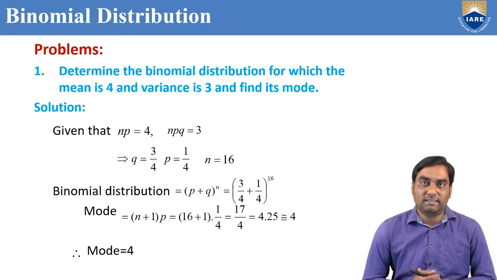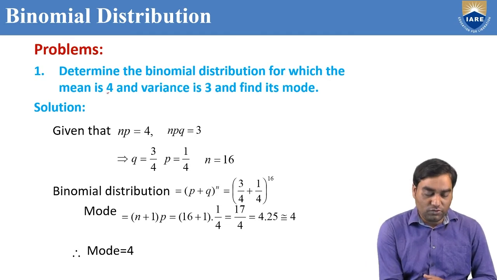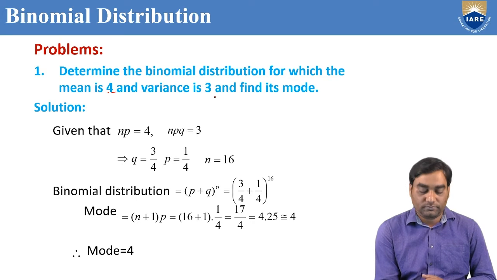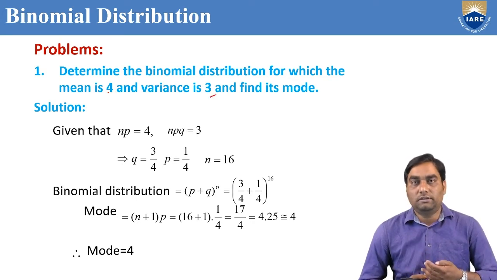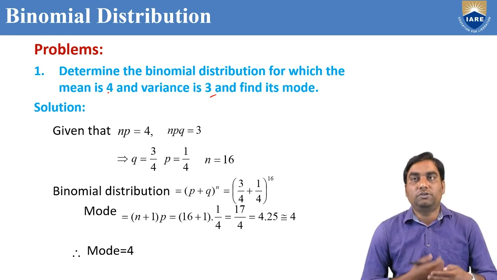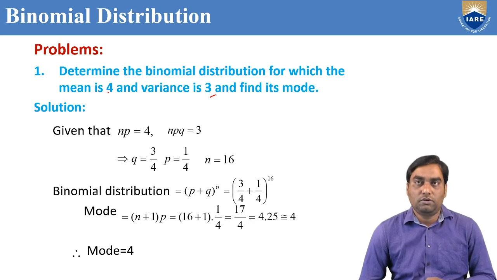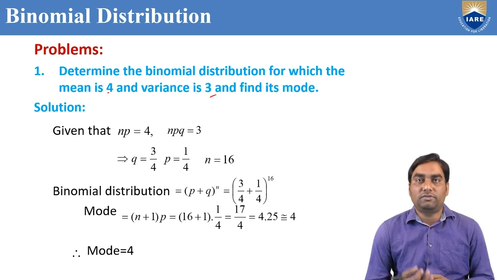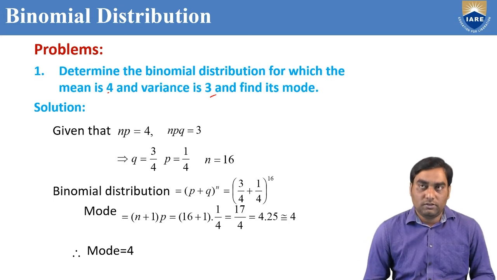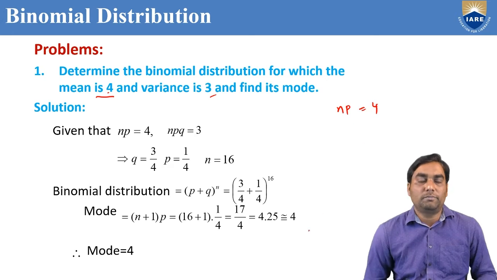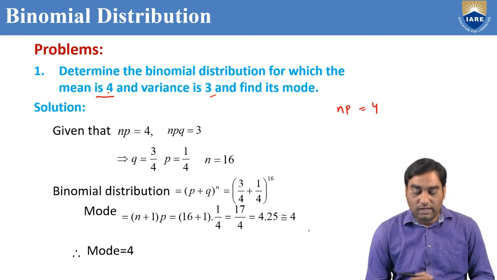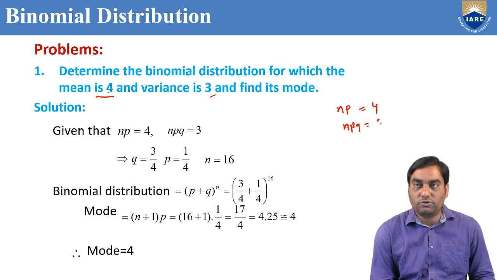The first problem is: determine the binomial distribution for which the mean is 4 and variance is 3, and find its mode. First we need to find the binomial distribution according to the given data. After that you find the mode of the binomial distribution. First we need to write what values are given in the problem. The mean is 4, that means np equal to 4 is given, and variance npq equal to 3.